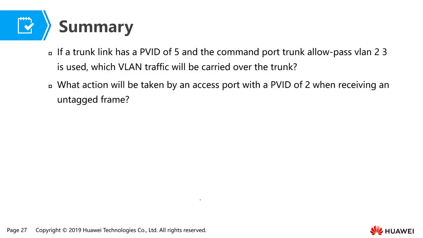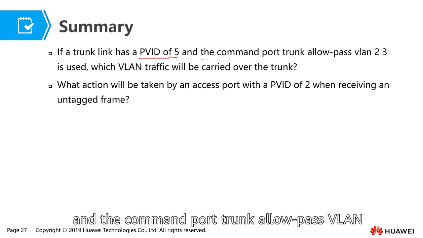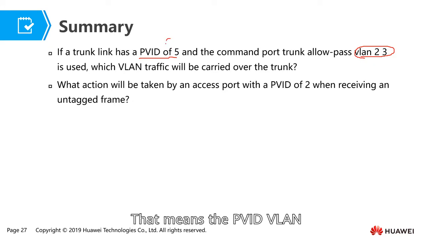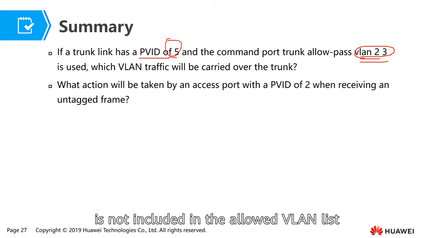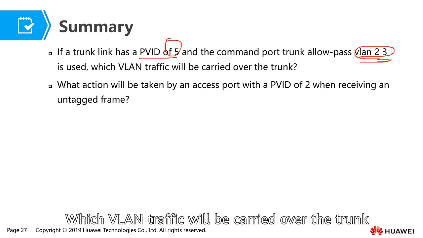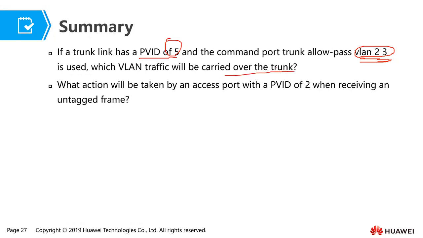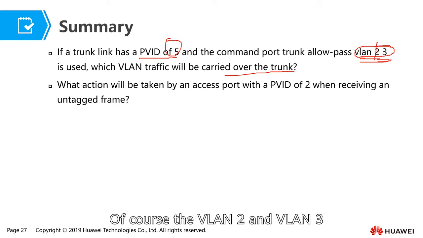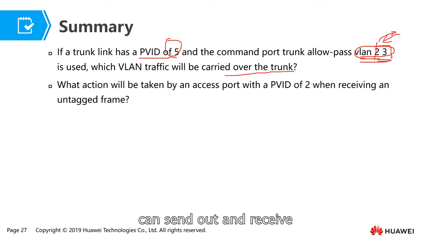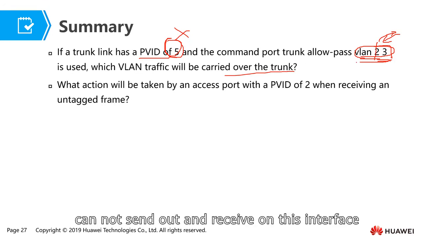Then we have two questions. If a trunk link has a PVID of 5 and the command port trunk allow-pass VLAN is 2 and 3, that means the PVID VLAN is not included in the allowed VLAN list. So which VLAN traffic will be carried over the trunk? Of course, VLAN 2 and VLAN 3 can be sent out and received. But can VLAN 5 be sent out or received? No. The traffic belonging to VLAN 5 cannot be sent out or received on this trunk port.